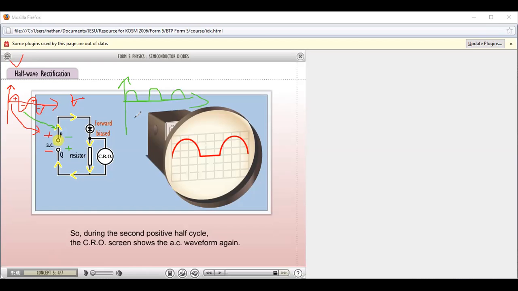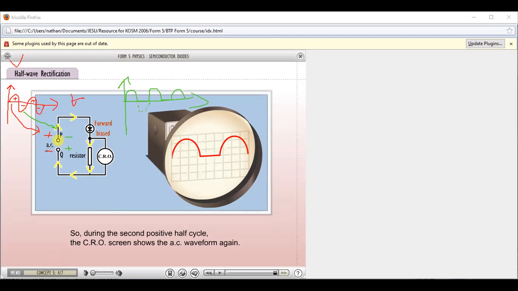That's why I call it, sorry, half wave rectification, because only half has current. The other half is being blocked. That's why we call it half wave rectification. The diode only allows current to flow in one direction.